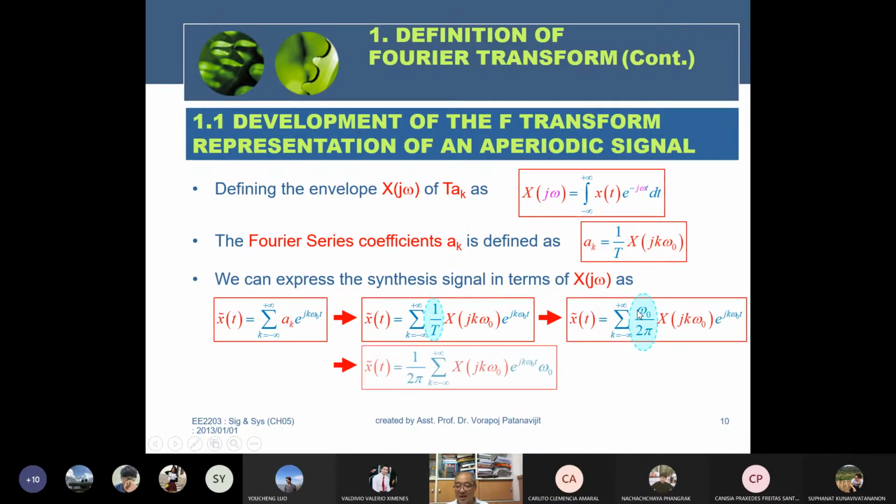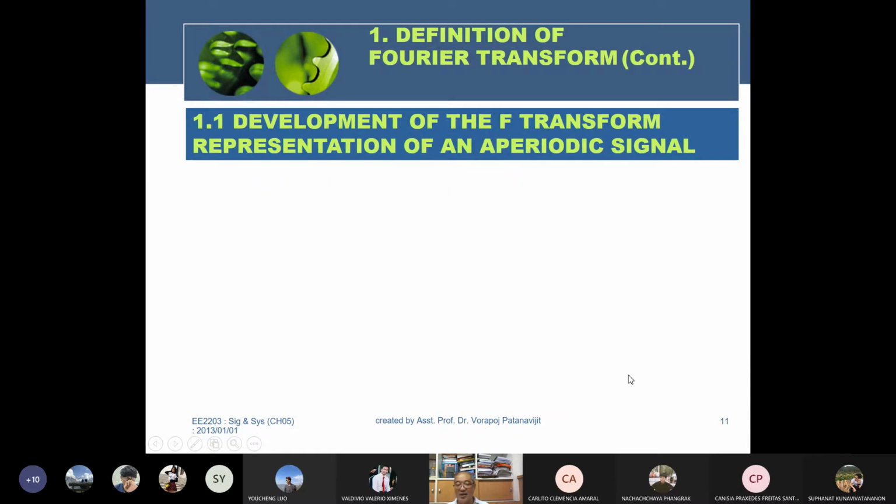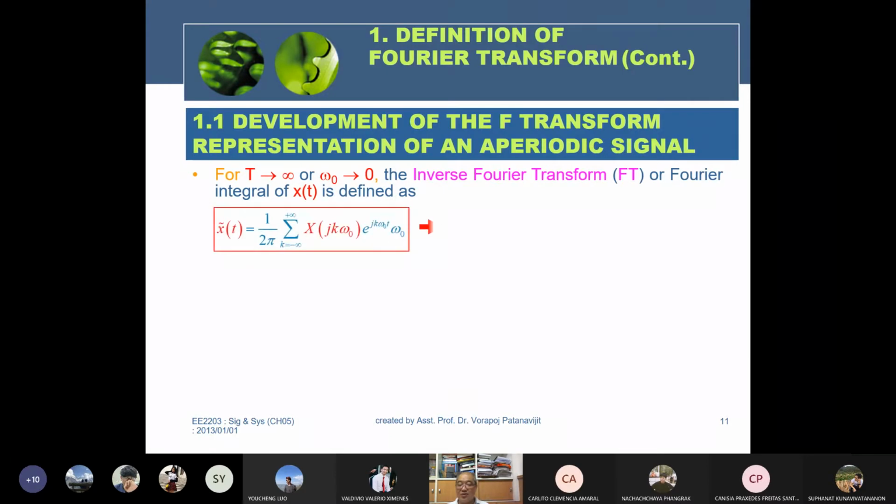And therefore, in this case, you extend it and can simplify it. Omega will be here, and 2 pi is constant, so you can move it out from the summation operator. In this case, we take the limit when T reaches infinity. If T reaches infinity, omega naught reaches 0. And the inverse Fourier transform, or the Fourier integral of x(t), is defined by the following equation.